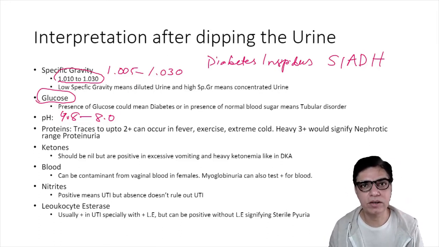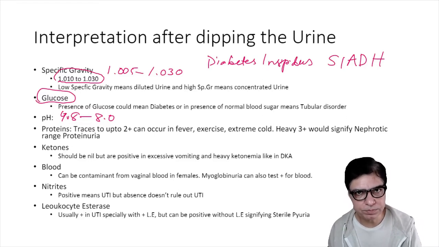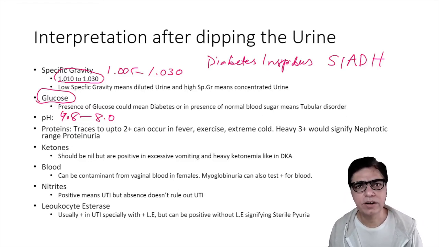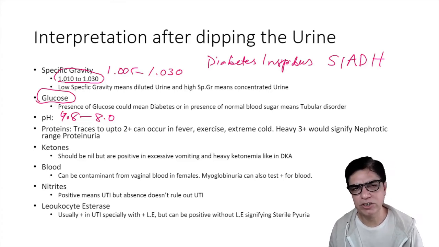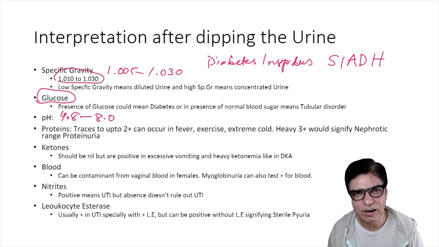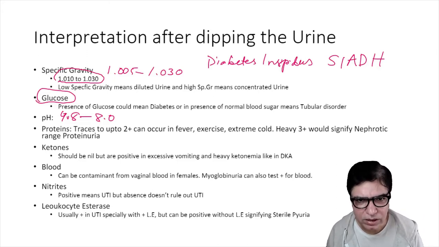Then you can have renal tubular acidosis, in which the pH would be acidic. And similarly, if somebody is having sodium bicarbonate as a therapy or something, they can also pass alkaline urine. So it doesn't help much, because, as I told you, there are so many different things which can change the pH. So pH is the least helpful thing as far as the urine dip is concerned.